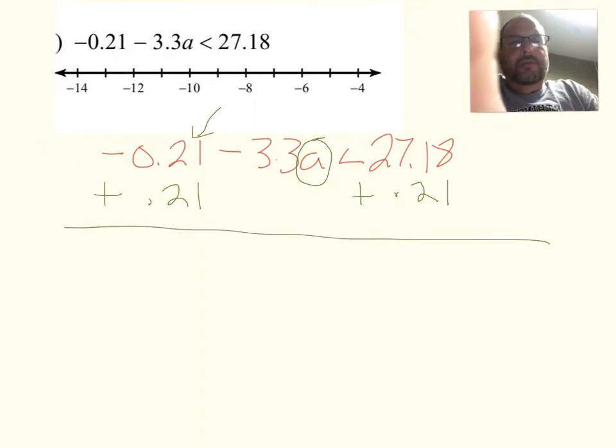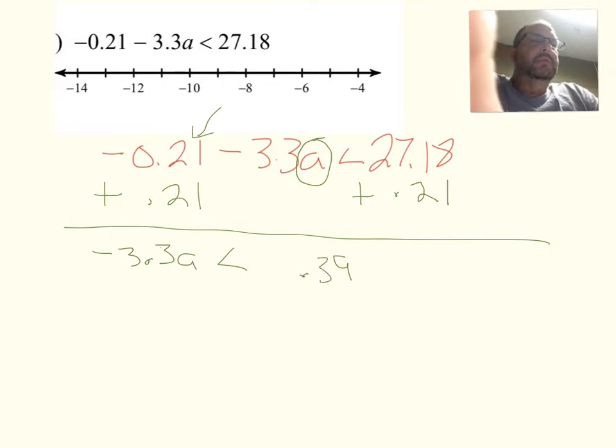All right, now I'm left with a -3.3a is less than, here my signs are the same, so I add them together. 8 plus 1 is 9, 2 plus 1 is 3, don't lose your decimal, 7, and 27 and 39/100ths.